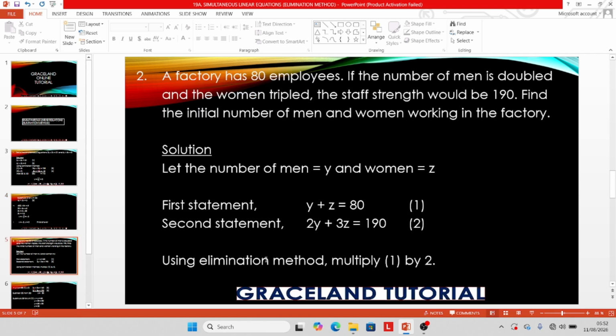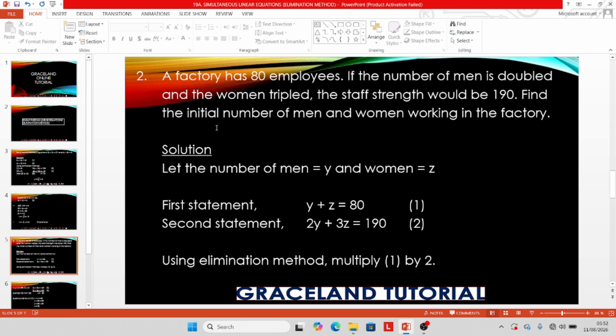Let's quickly look at this last question. The question says, a factory has 80 employees. If the number of men is doubled and the women tripled, the staff strength will be 190. Find the initial number of men and women working in the factory. Very easy.